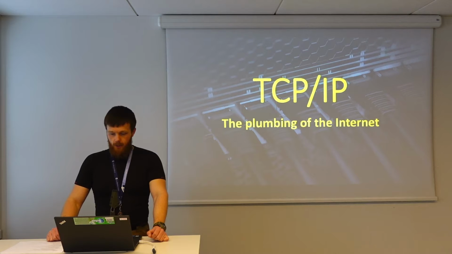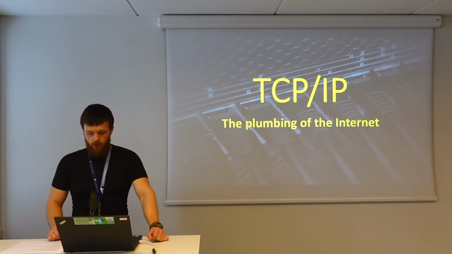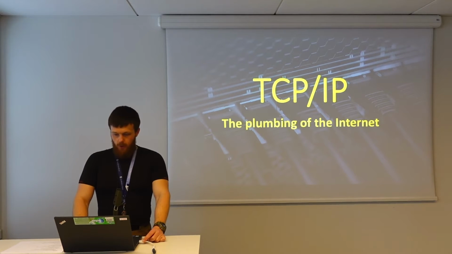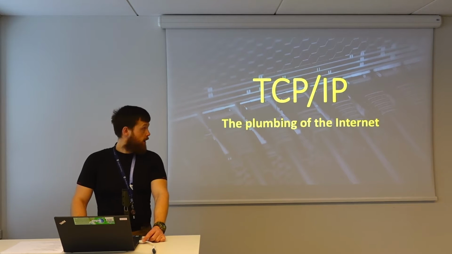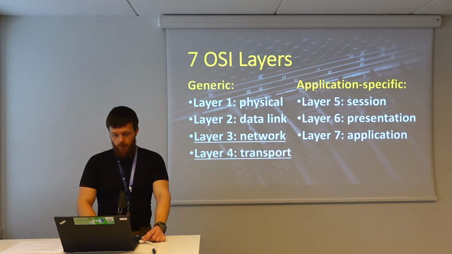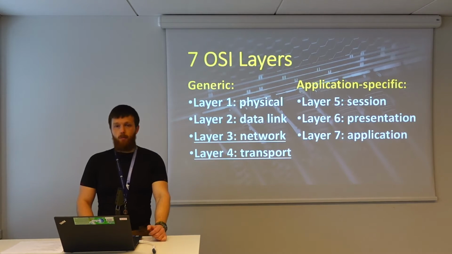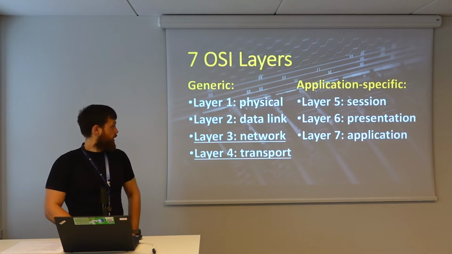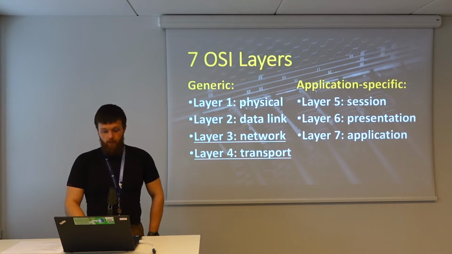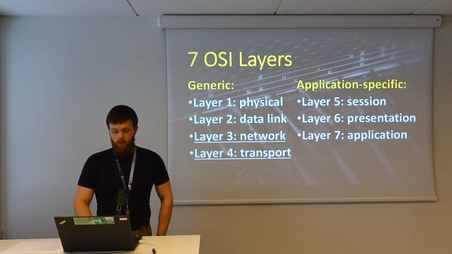So, TCP IP, I called it the plumbing of the internet because that's quite apt description, and you will see why. Let's begin with the 7 layers of OSI. Some of you probably already know what that is, but just for a quick recap, every network infrastructure basically consists of these 7 layers.